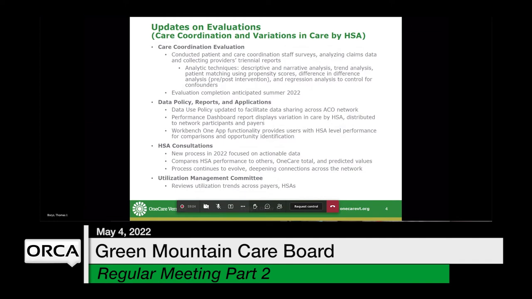And just to say it, the practice level is very important, and a lot of our reports get down to that practice level and try to benchmark an individual practice against peer groups. So for example, comparing an independent primary care practice to all the other independents within our network, and similarly for FQHCs. So we're trying to get down to that level. But I do think the HSA perspective still remains relevant and valuable.